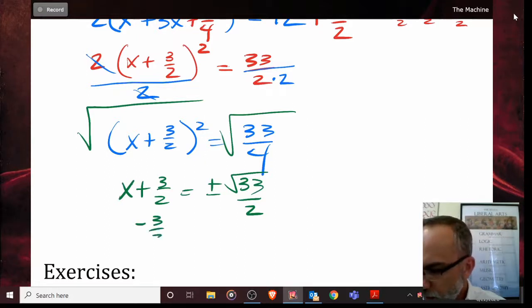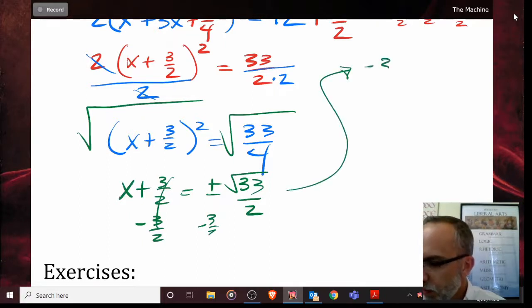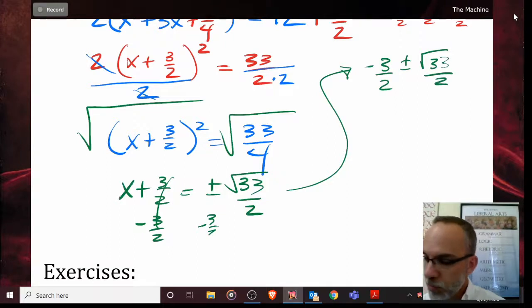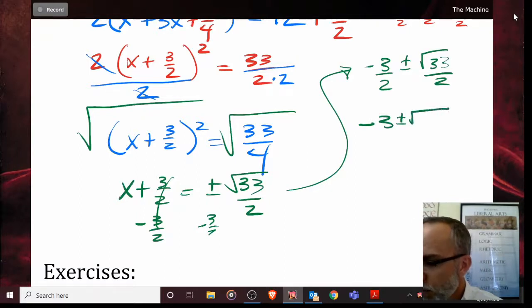Minus 3 over 2 minus 3. Oh, that's not coming out very well. Minus 3 over 2. This cancels. I'm out of room, so I'm going to come over here. That's going to be negative 3 over 2 plus and minus root 33 over 2. And I suppose if you wanted to, you could say negative 3 plus and minus root 33 all over a single 2.